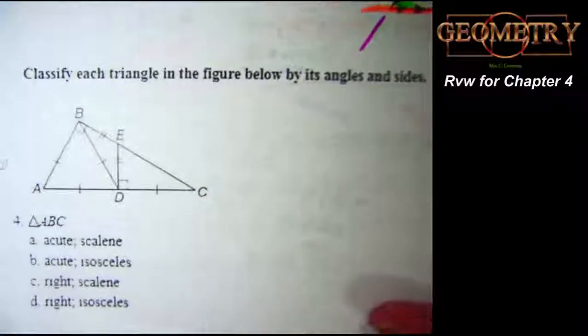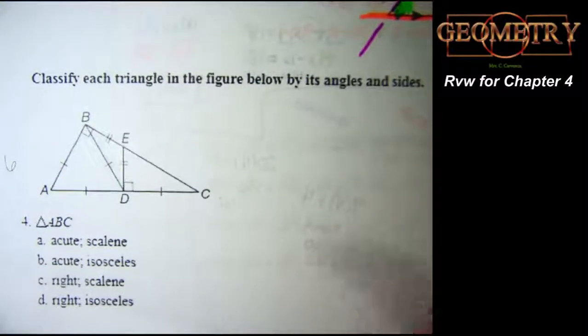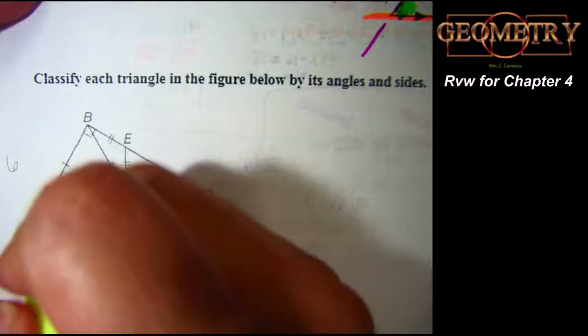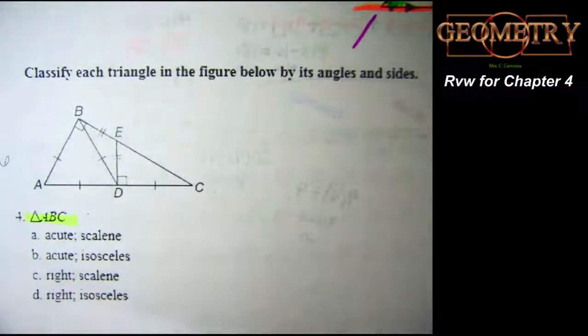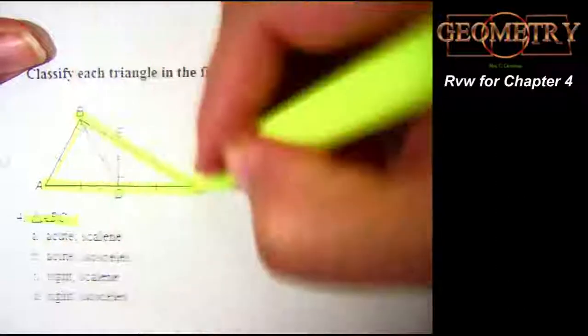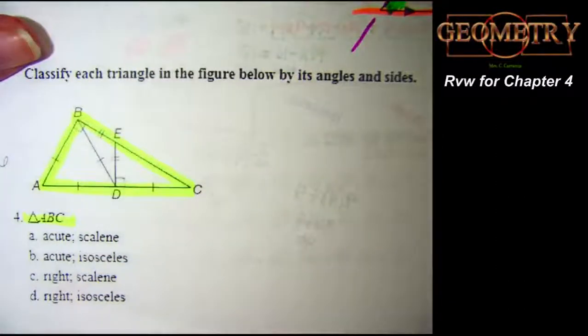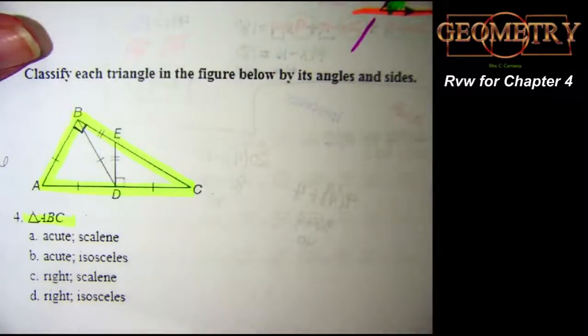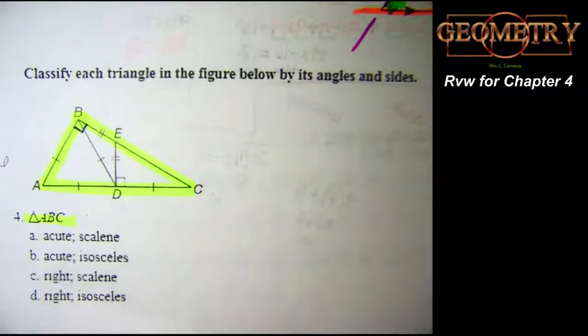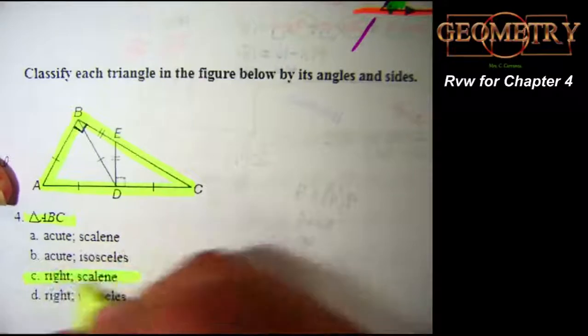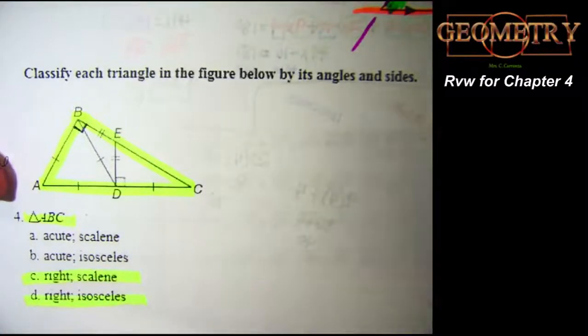We're going to classify the triangle by its angles and by its sides. And we've been asked to classify triangle ABC. There's a lot going on in this picture, so I'm going to highlight the sides of ABC. I'm going to go from A toward B, toward C, back to A. Looking at this triangle, I notice that I have a right angle right there, which means it's a right triangle.